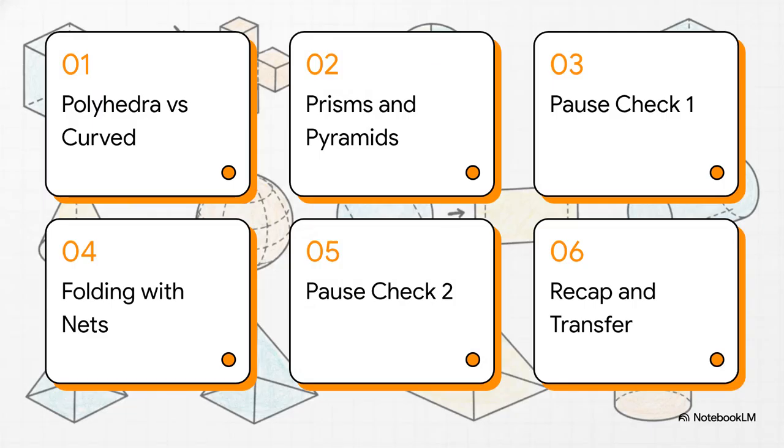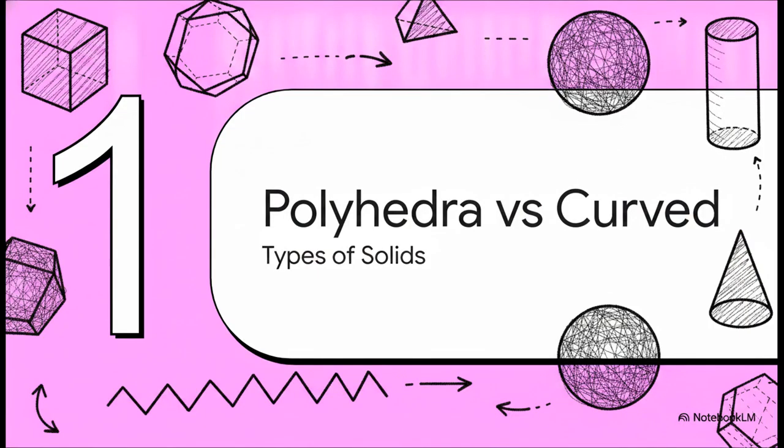Here is a quick look at our roadmap for today. We're going to kick things off with polyhedra versus curved solids, then jump into classifying prisms and pyramids. After that, we'll do pause check number 1, move on to folding shapes using nets, hit pause check number 2, and finally wrap it all up with a recap and our transfer question. All right, let's dive right into section 1, polyhedra versus curved solids.